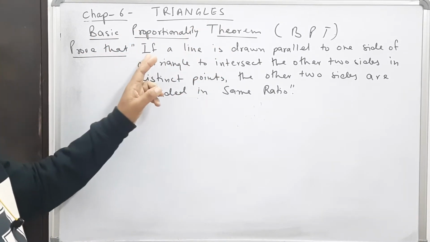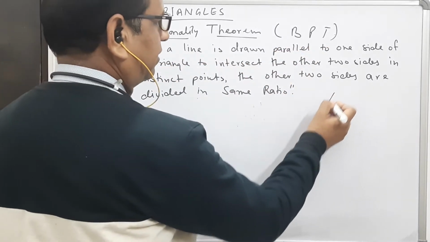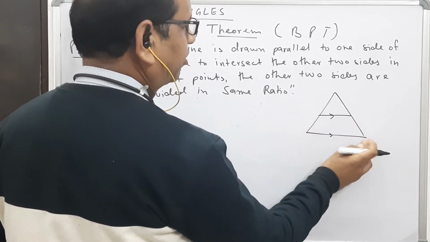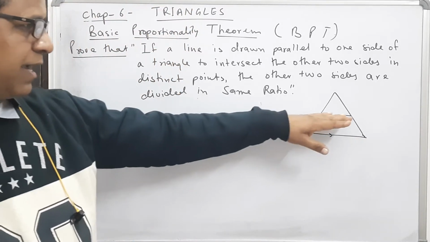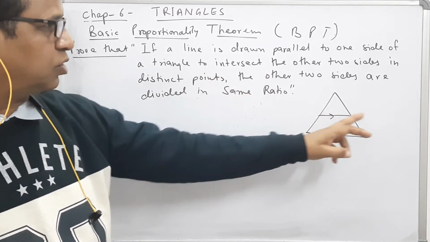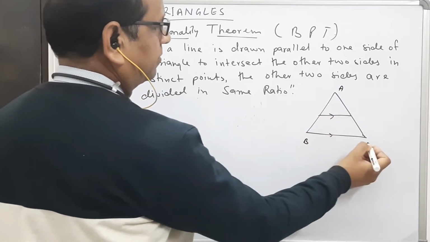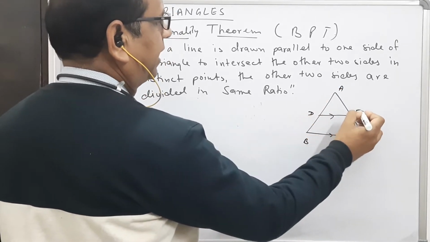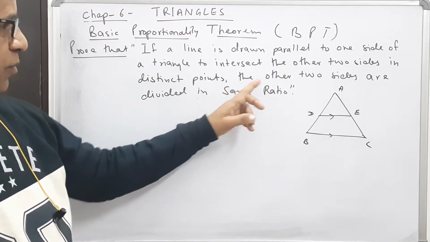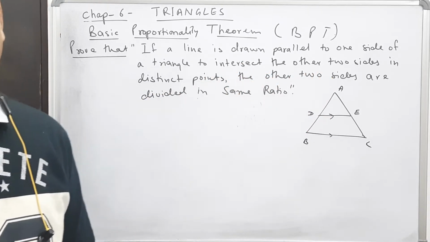Now what is this theorem? If a line is drawn parallel to one side of a triangle, see this, a line is drawn parallel to one side of a triangle to intersect the other two sides at distinct points. Say the name of the triangle is ABC and these distinct points are D and E. Intersect the other two sides at distinct points, the other two sides are divided in the same ratio.